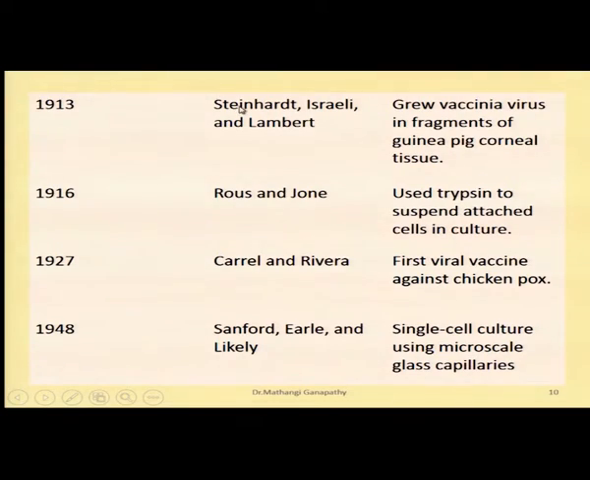In 1913, Steinhardt, Israeli and Lambert grew vaccinia virus in fragments of guinea pig corneal tissue. 1916 had the development of trypsin to suspend the attached cells in culture. In 1927, you had the development of the first viral vaccine against chickenpox. And in 1948, single cell culture was established using microscale glass capillaries. This was a huge breakthrough.